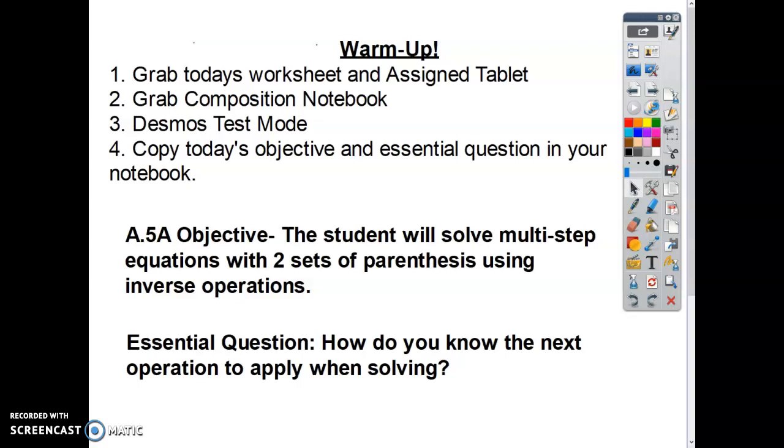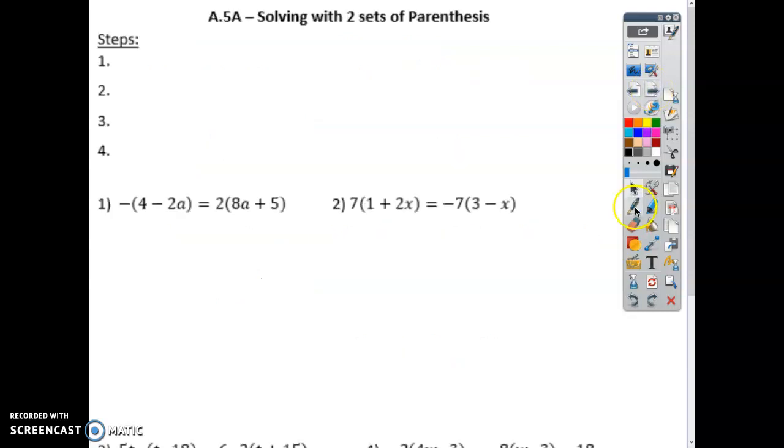Today we're going to be doing the same thing we did yesterday, which is A.5A. That's solving equations with multiple steps. Okay, and the essential question for today is, how do you know the next operation to apply when solving? So we did yesterday, we wrote down the steps. So what is step number 1? What do we have to do first?